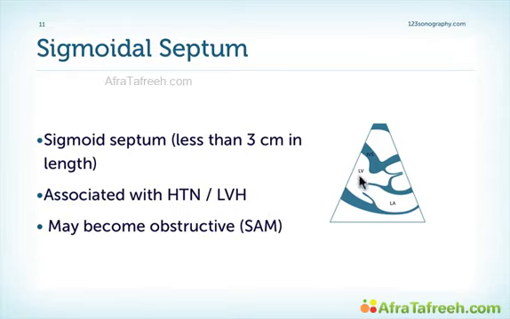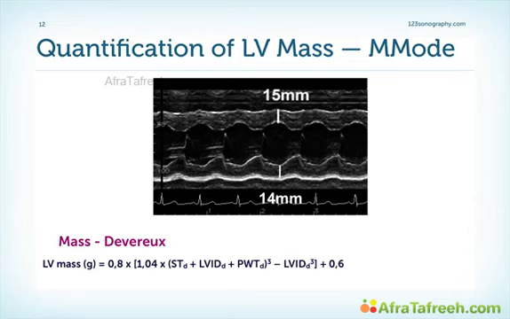What is the clinical importance of this finding? Well, it can become obstructive. It can cause a so-called SAM phenomenon if patients also have a hypovolemic left ventricle or if they're hyperdynamic. So this can arise and can cause a problem, but it is not the same thing as if you have a hypertrophic cardiomyopathy. Now I'd like to show you how to quantify LV mass.